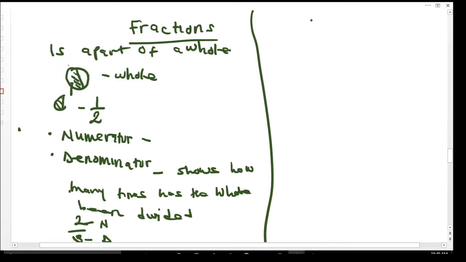Then let us continue. After you have understood the numerator as the upper number and the denominator as the lower number, representing the number of times the whole has been divided, we are going to move on and classify these fractions into types. So we are going to look at types of fractions. Here we have two basic types of fractions, though they are going to produce others. One, we have what we call a proper fraction.